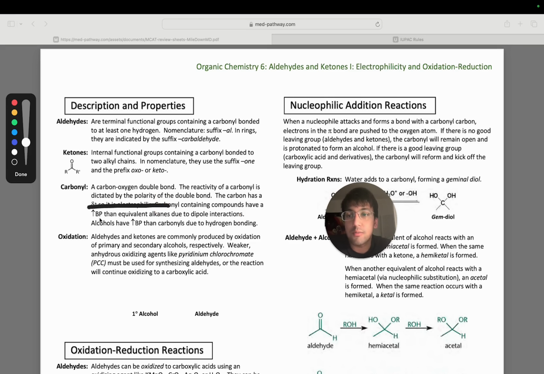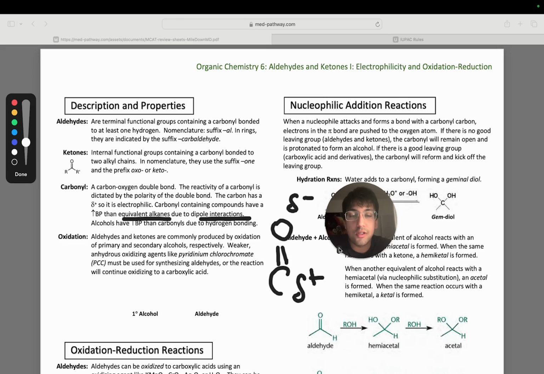Now, aldehydes and ketones have a higher boiling point than equivalent alkanes due to dipole interaction. You should understand why this is true. If you're thinking about this, you have this partially negative and you have this partially positive.